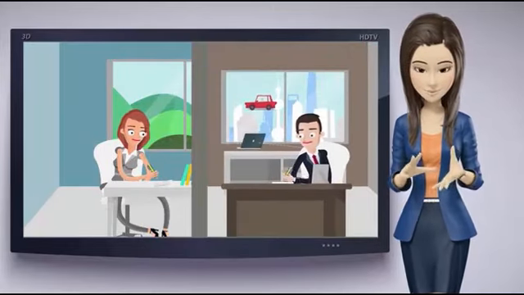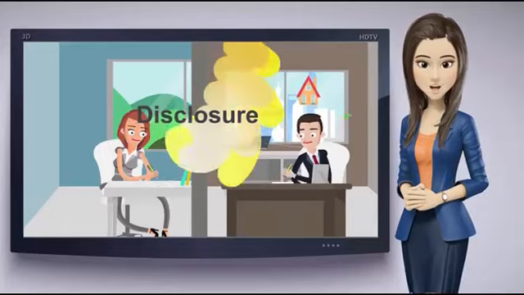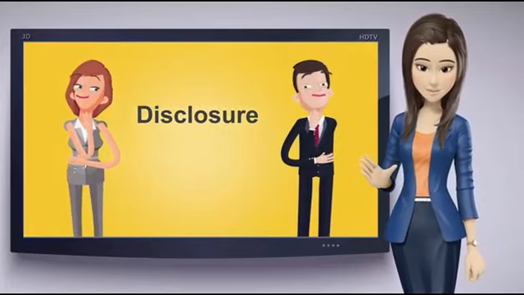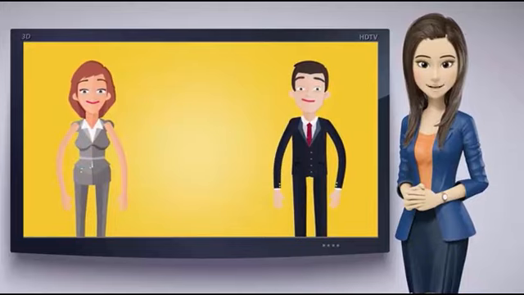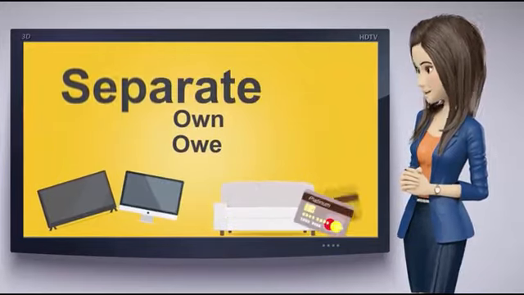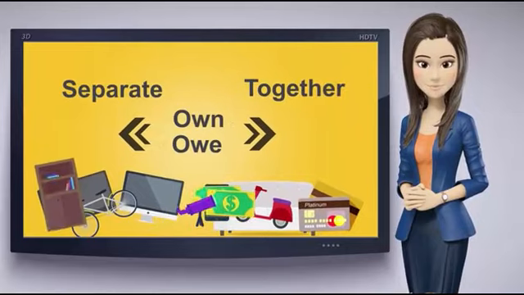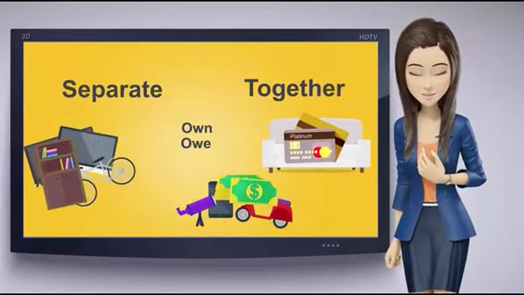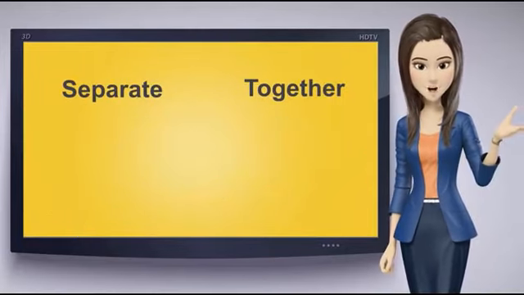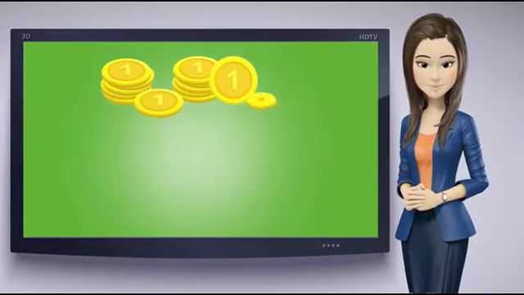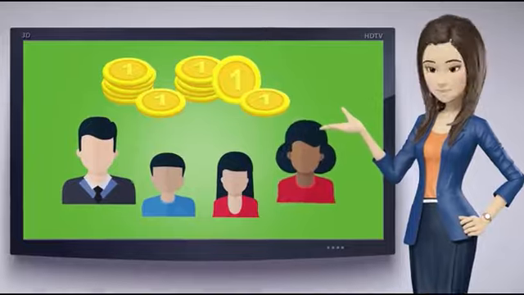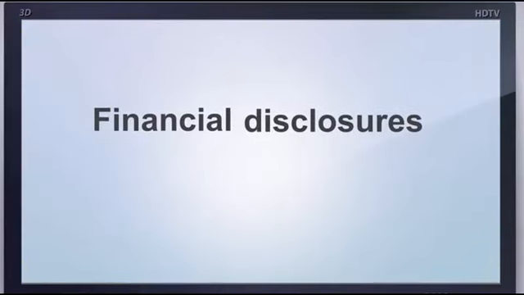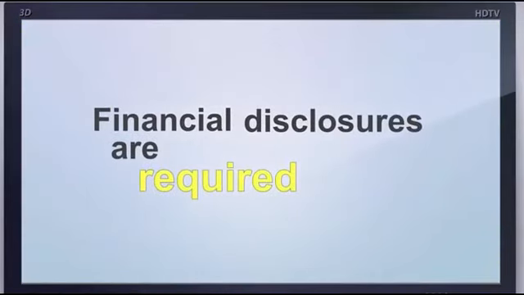This is called disclosure. The purpose of disclosure is to make sure that you and your spouse or domestic partner are aware of everything you each own and owe, separately and together, so that you can divide your property and debts equally. It also gives you the financial information you need to make decisions about child and spousal or partner support. Financial disclosures are required to get divorced or legally separated.